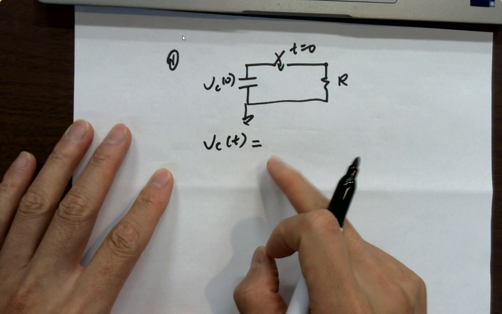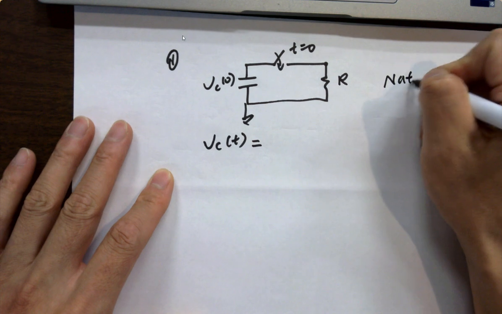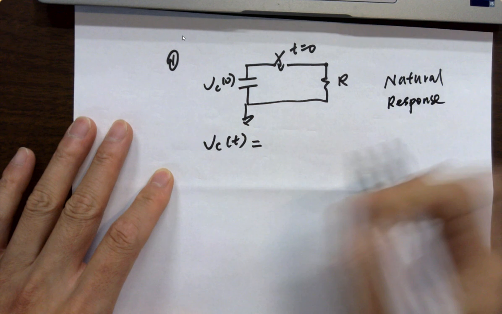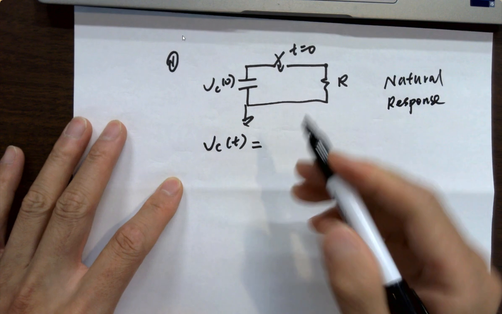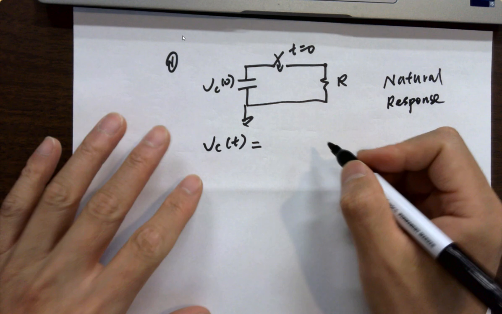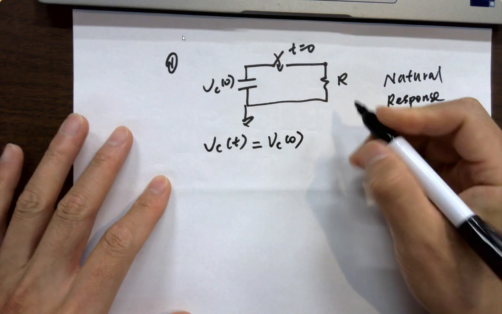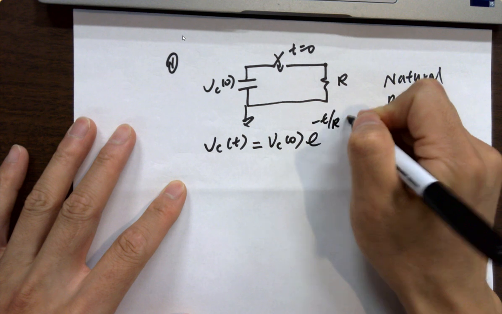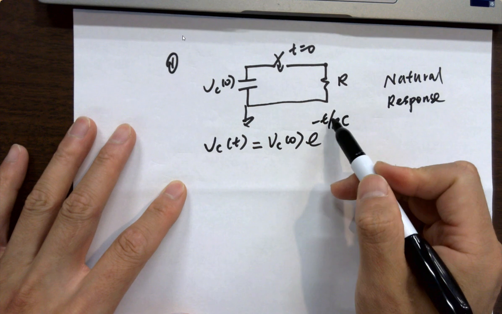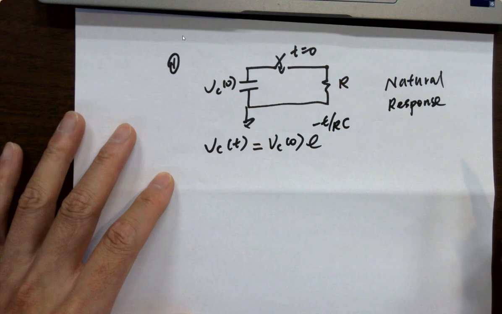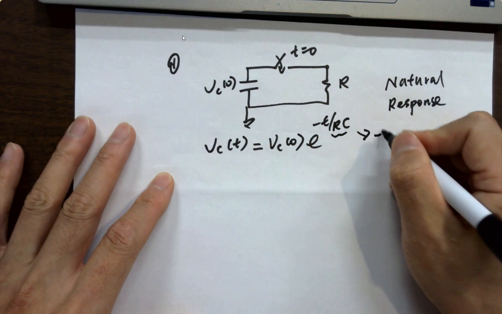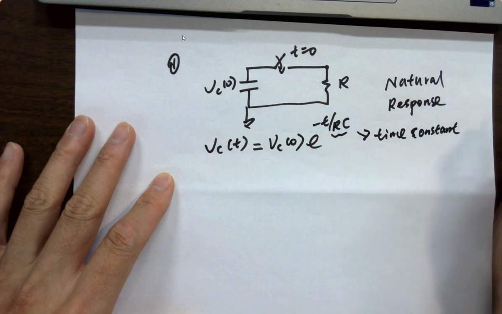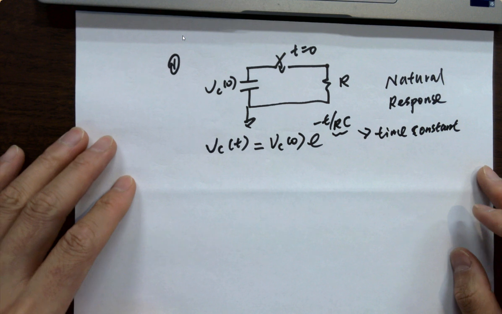So what is this? It's natural response, right? Natural response. What is the equation here? You need the initial voltage times what? The attenuation factor, right? e to the minus T over RC. It's not changing. It's always like minus T over RC. And RC is called what? Time constant. Okay? What's the second case?